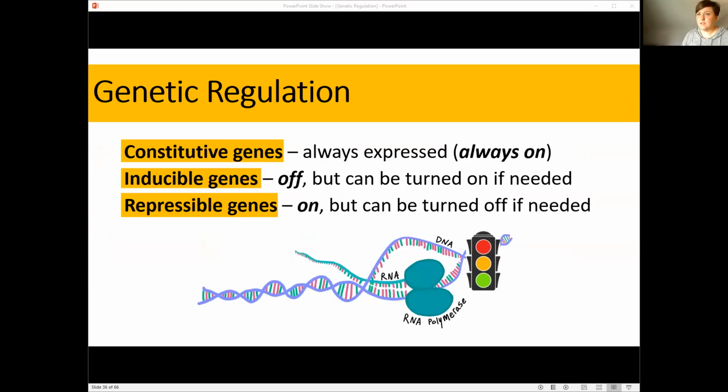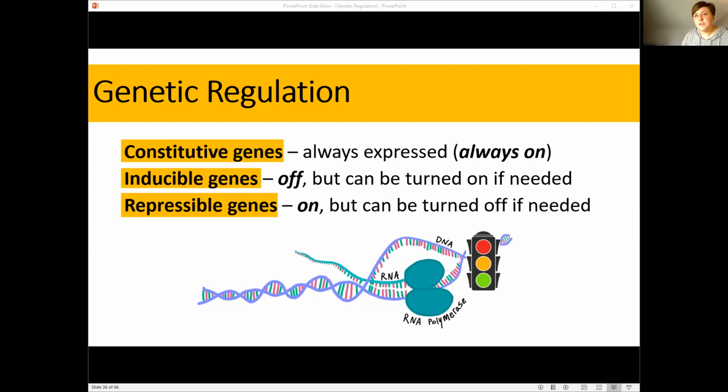A quick reminder that genes can be classified in 3 ways. Constitutive genes are always expressed, meaning that they are always transcribed and translated. Inducible genes are those that are normally off but can be turned on. Repressible genes are those that are on but can be turned off. In the case of transcription factors, when we talk about a gene being on or off, we are talking about whether RNA polymerase can transcribe the gene into mRNA or not.